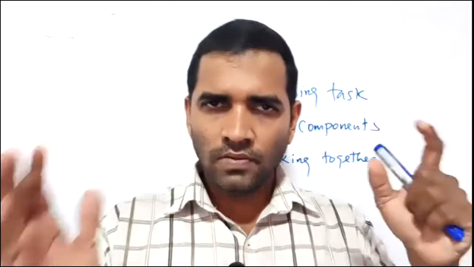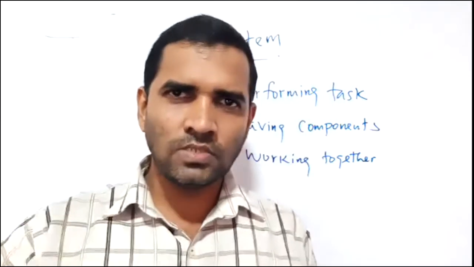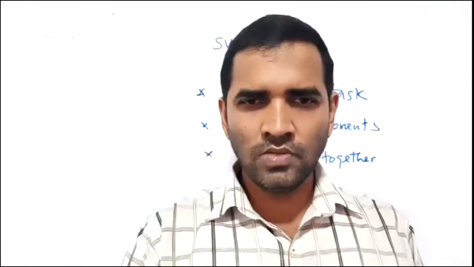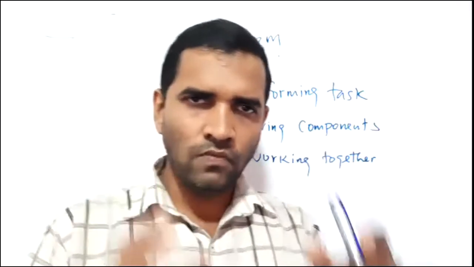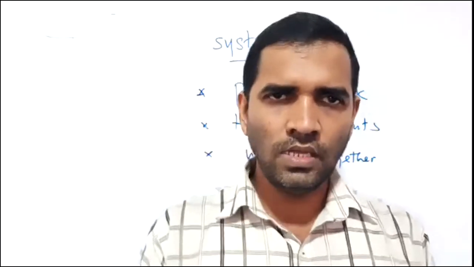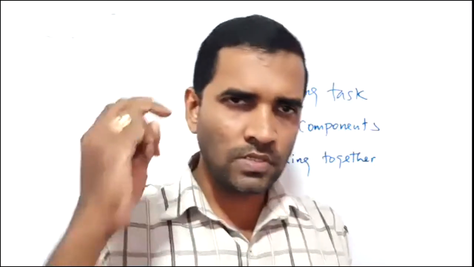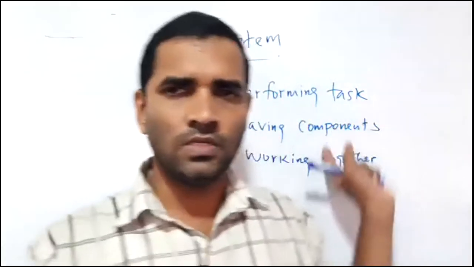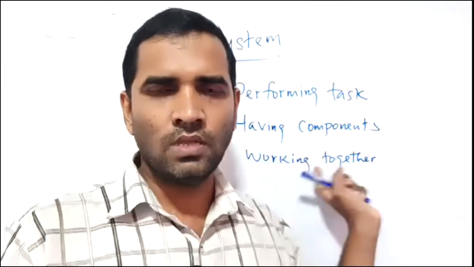Have you got it? We have so many systems in our environment, and later I will take some other systems, but I have taken these examples only for explaining the definition. Now everyone should understand the definition clearly. Don't memorize it, understand such things. So if it is a system, it must have these three things. It should fulfill a task, it must have components, and all these components must work together. Okay, have a look at this one.